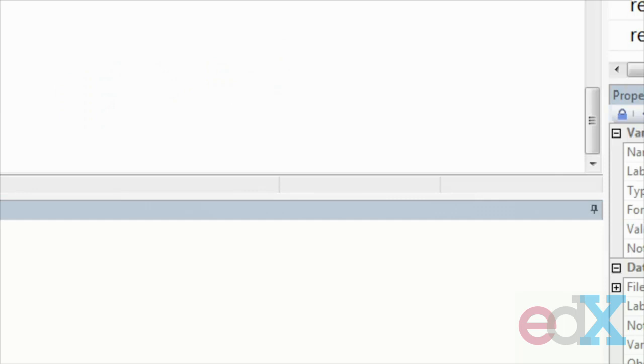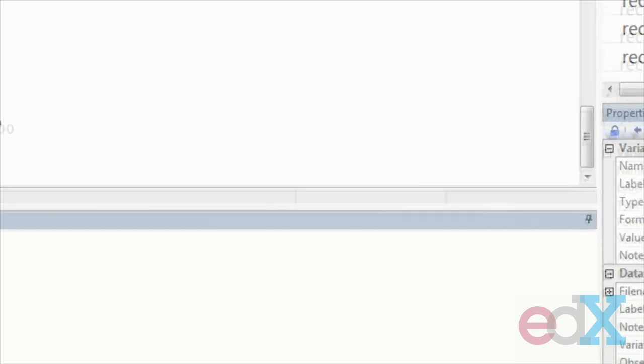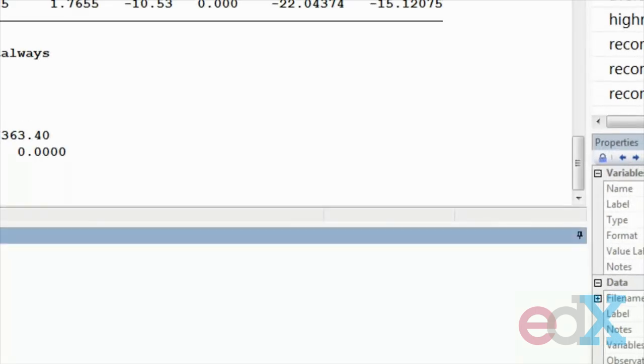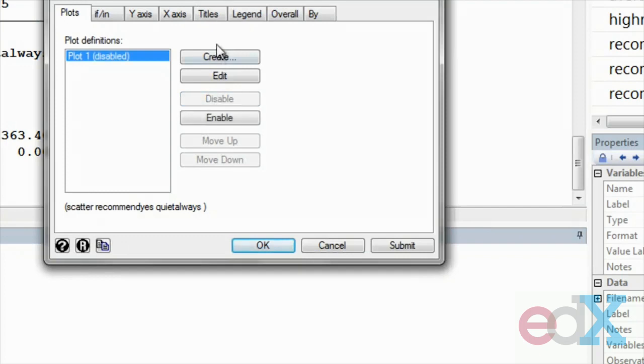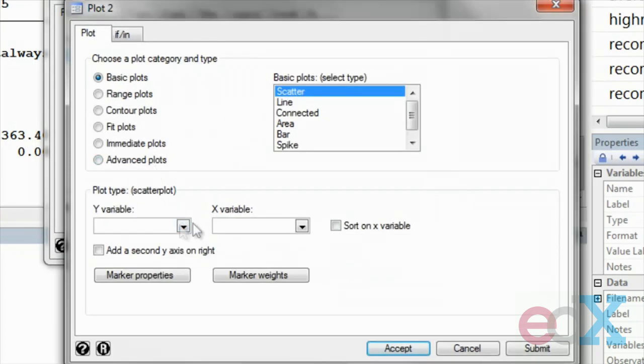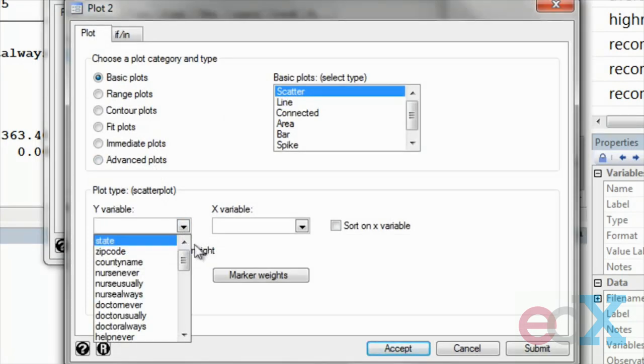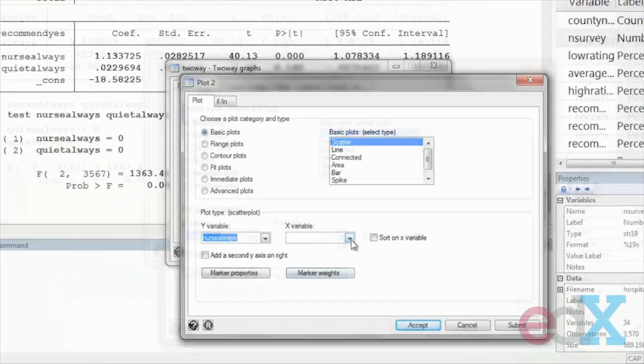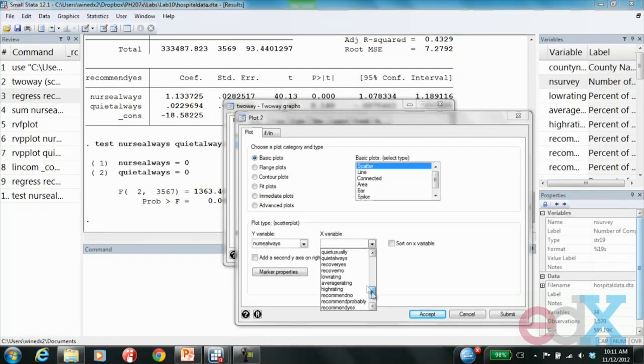Now the last thing I want to look at in this exercise is, do we observe any collinearity between our two covariates, x1 and x2? And how does this impact our results? So thus far we've only looked at the relationship between the covariates and the outcome. But if I were to make a scatter plot, let's go ahead and do that. Make a scatter plot where the y variable is nurse always, and the x variable is quiet always.